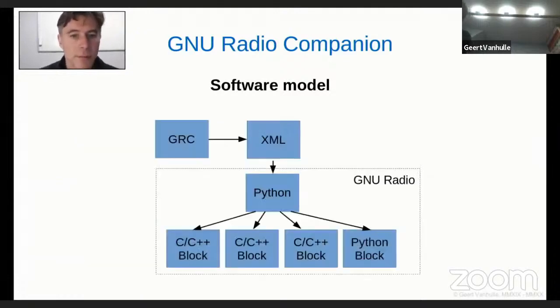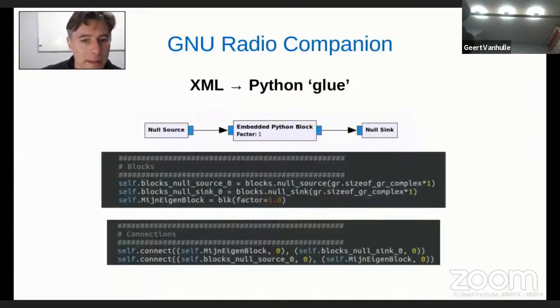Now this is the graphical overview. GRC produces XML, the Python that is used to connect the C, C++ blocks, and it could also be a Python block. If the processing speed is low enough, it can be written in compiled Python, for example, as well. And this is actually a possibility that we have in GNU Radio Companion. We can use a block there that is called an embedded Python block. It appears as a graphical block inside GNU Radio Companion, but we can write the Python code ourselves.